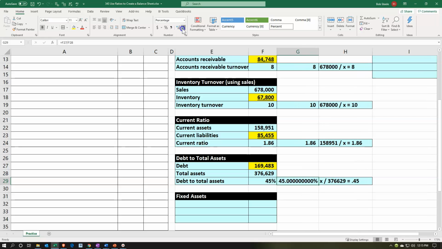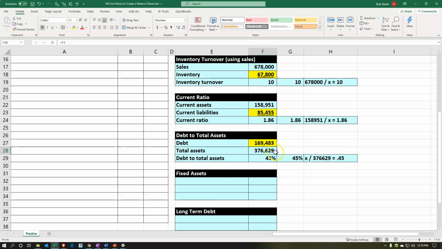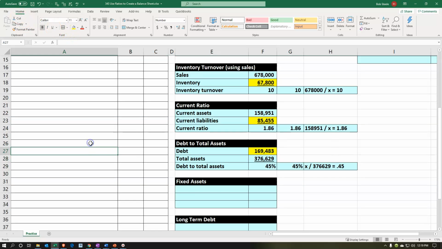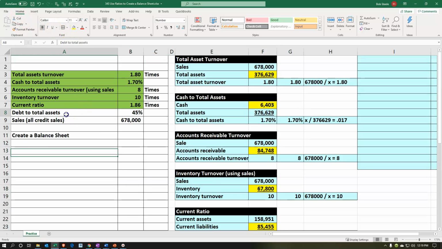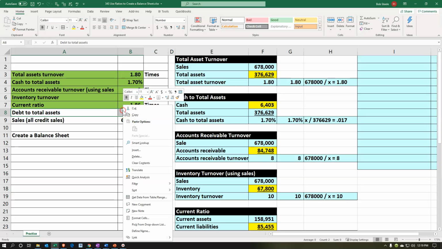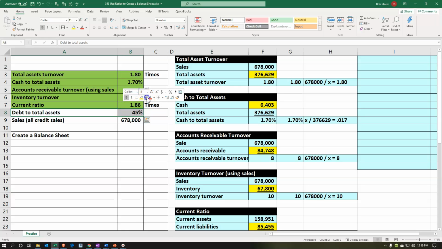So it looks pretty even all the way through, 45%. Notice you could end up with some rounding differences, of course, whenever we're using these ratios. So let's go ahead and underline here. I'm going to go to the Home tab, Font, and underline here. Let's go back up top. We found the debt to total assets, and we'll make that green.